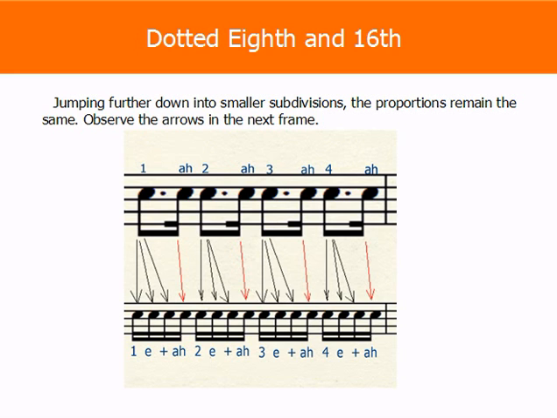Jumping further down into smaller subdivisions, the proportions remain the same. Observe the arrows in the next frame. We're counting 16th notes on the bottom. It would be 1 E and 2 E and 3. We've done that before. But now check out when we connect the first 3 16th notes. The 1 E and 2 E and. So at a faster speed, it's 1 E and 2 E and 3 and 4.